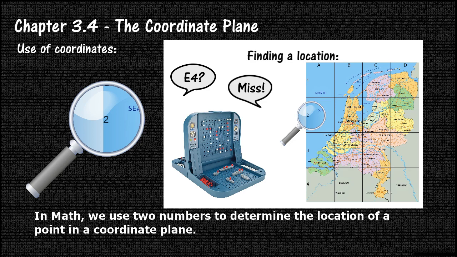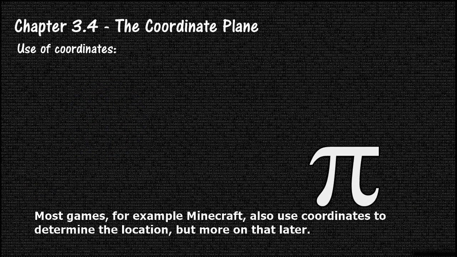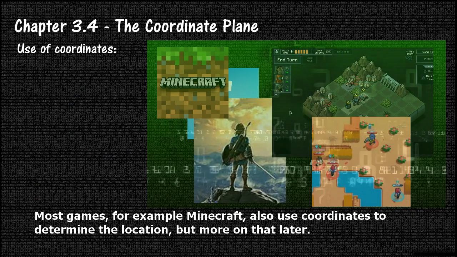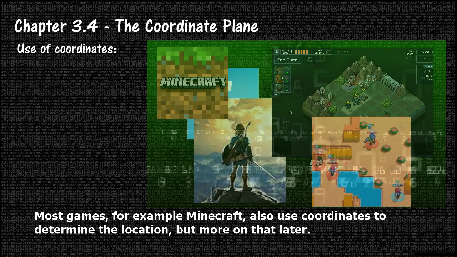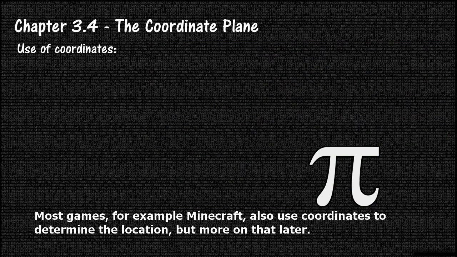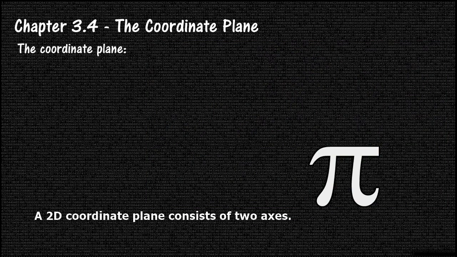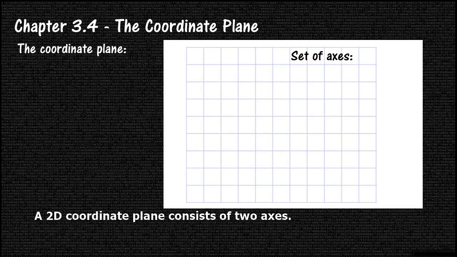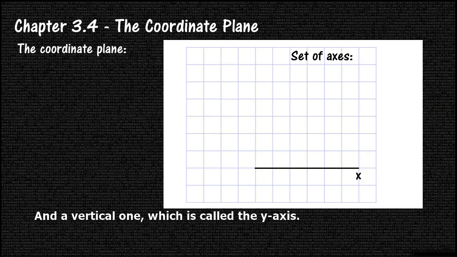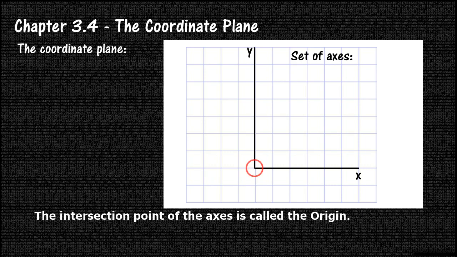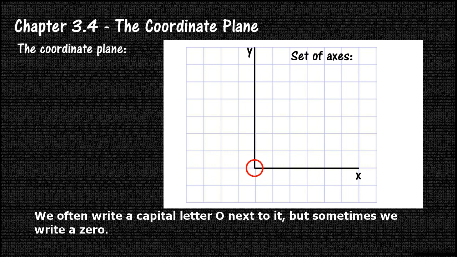Coordinates are the perfect way of telling a location without much effort. In math, we use two numbers to determine the location of a point in a coordinate plane. Most games, for example Minecraft, also use coordinates to determine the location, but more on that later. A 2D coordinate plane consists of two axes, a horizontal one, which is called the x-axis, and a vertical one, which is called the y-axis. The intersection point of the axes is called the origin. We often write a capital letter O next to it, but sometimes we write a 0.